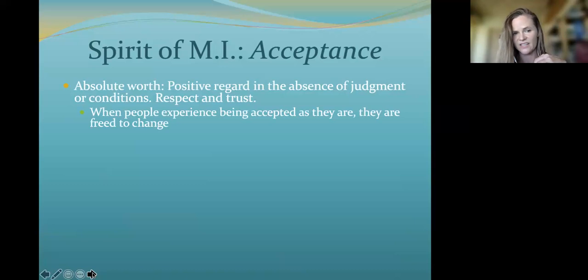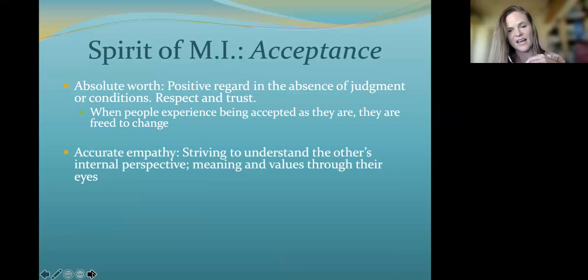There's what's called the Rogerian paradox here, which is that when people actually experience being accepted as they are, they no longer have that need to defend their status quo or the way they used to be, and they are freed up to make this positive change. And that's just one of those superordinate factors that really is invaluable beyond measure, and it's also difficult to accomplish. With accurate empathy, again, that's about striving to understand the other's internal perspective, not making assumptions based in your own perspective, making sure you're absorbing the meaning and values that are coming through their eyes rather than bringing your own in.